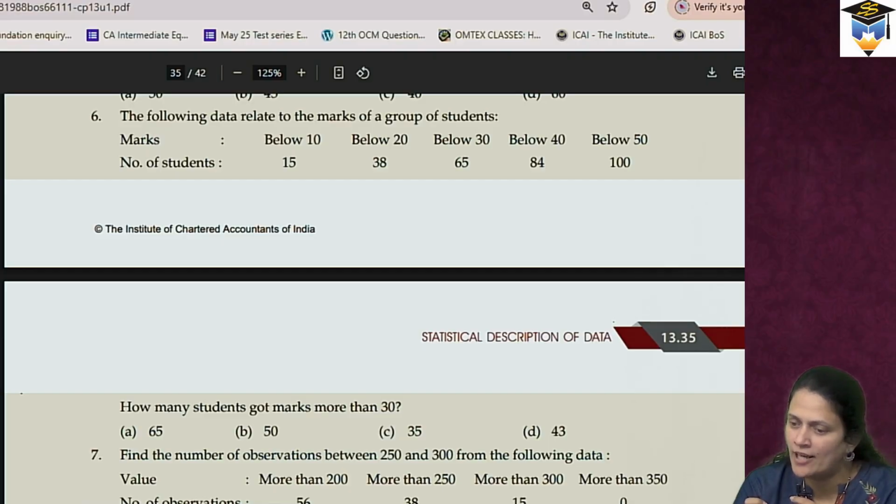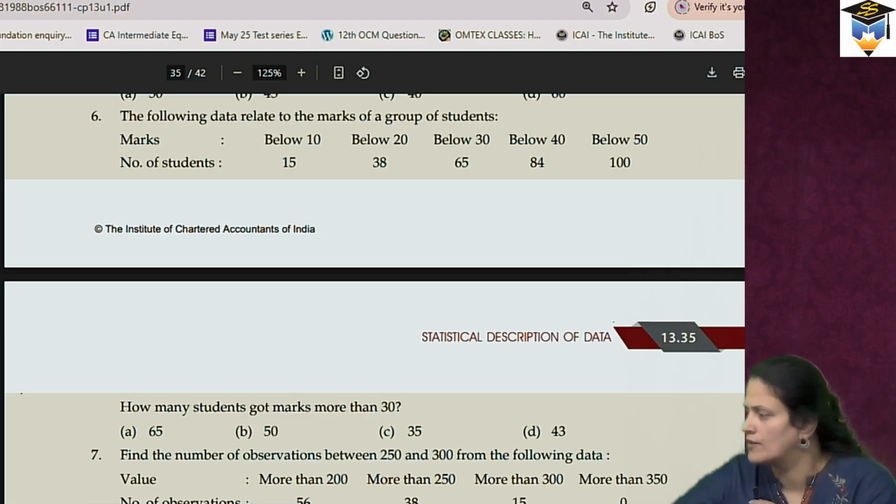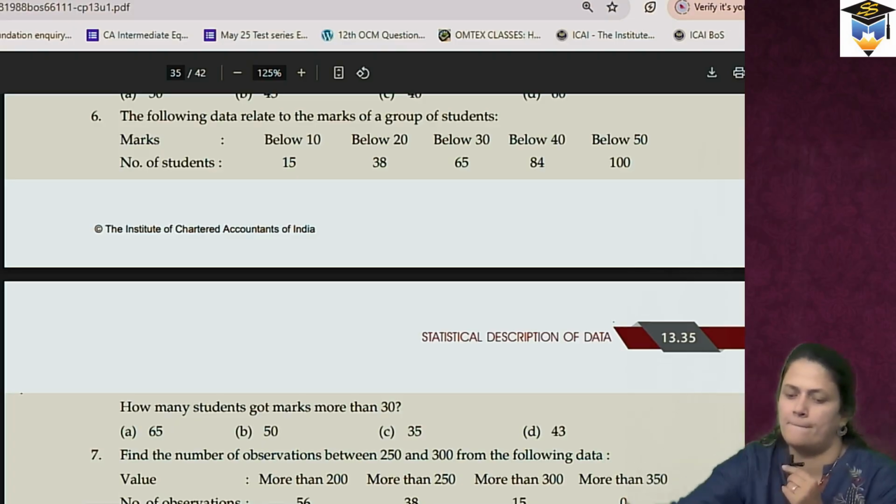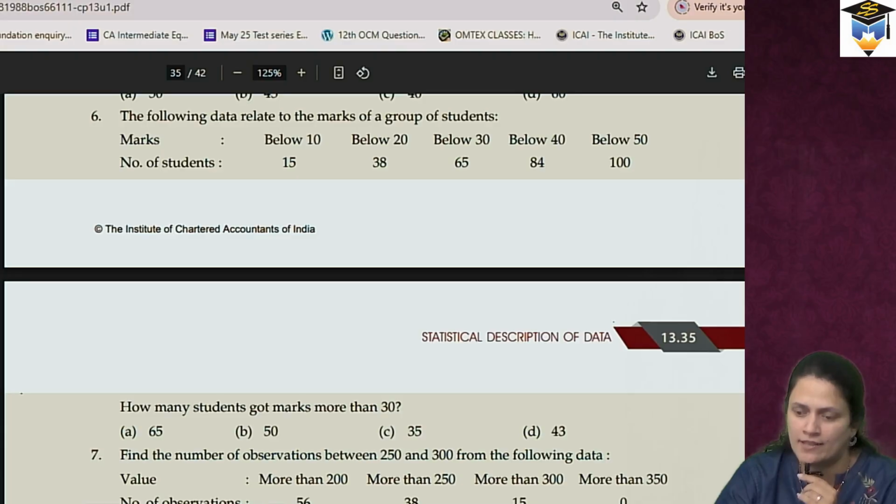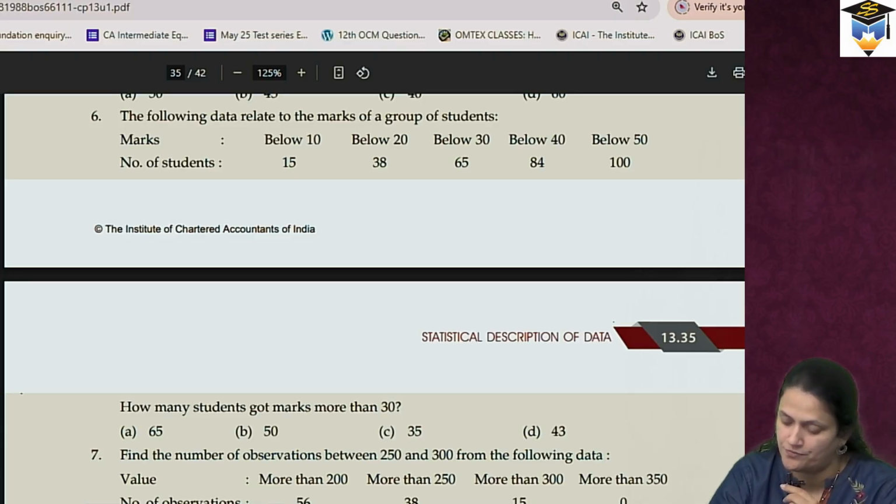Can we do it as 100 minus 65? 100 minus 65 is how much? So is 35 the correct answer?